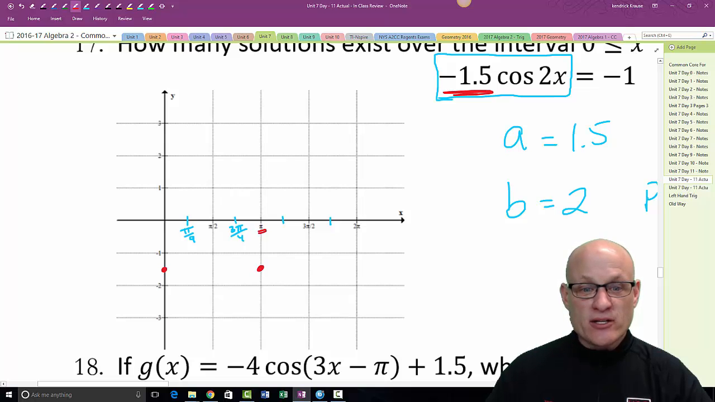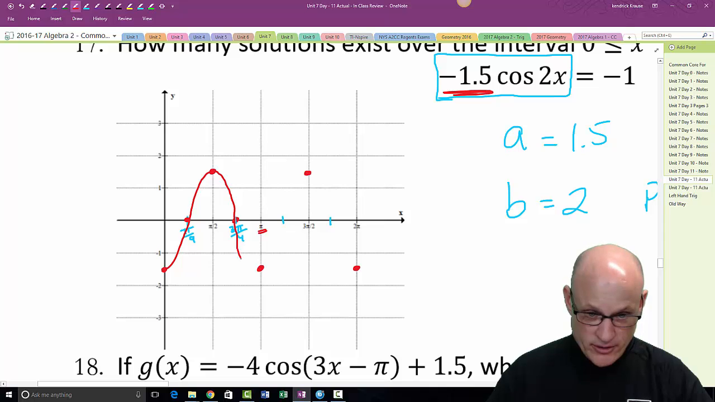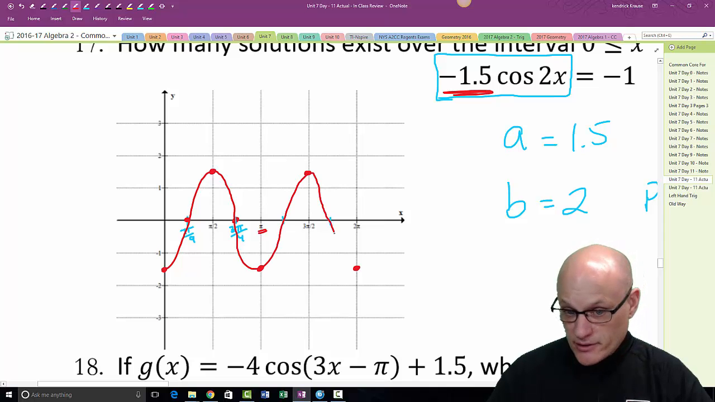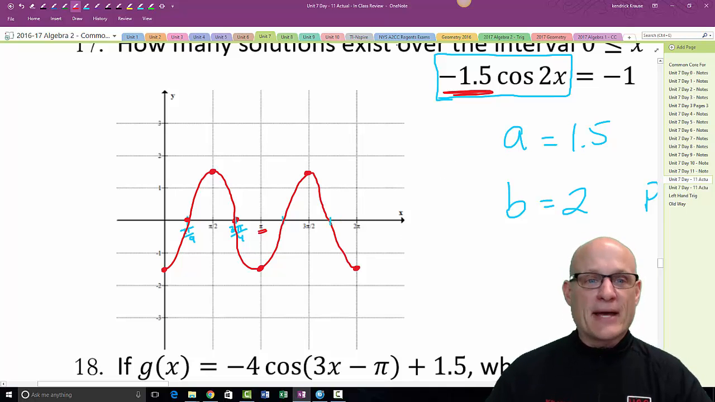Because my period is pi. In between those, I'm going to go to a max. That's up 1.5. In between those, I'm going to go to zeros. Now, since it wants me to do this over 2 pi, I got to do this again. Terrible drawing, but not bad.